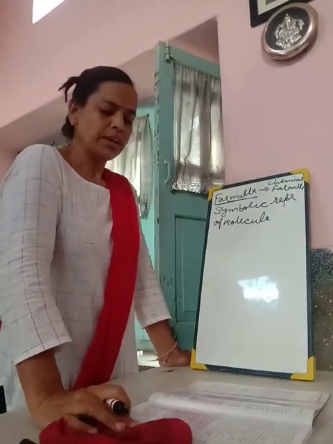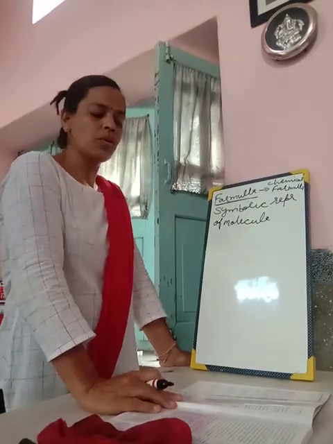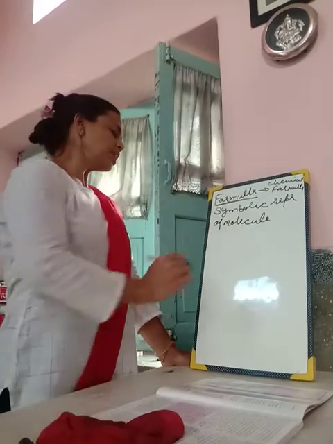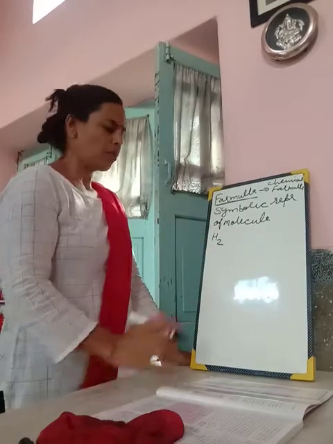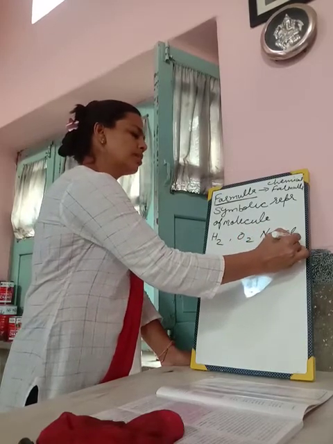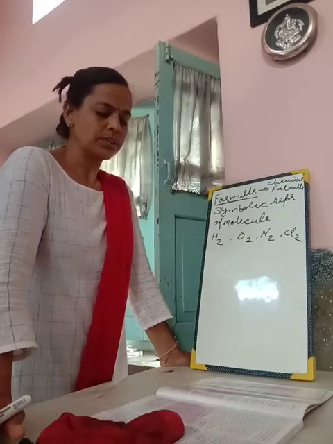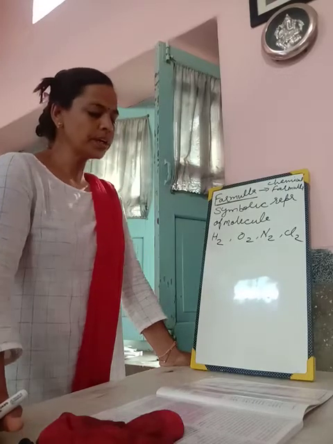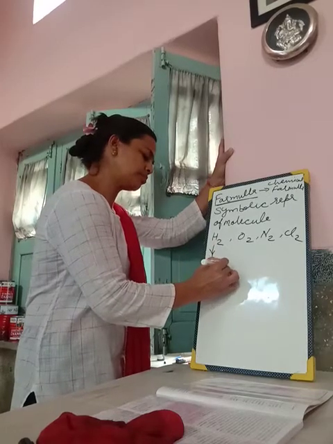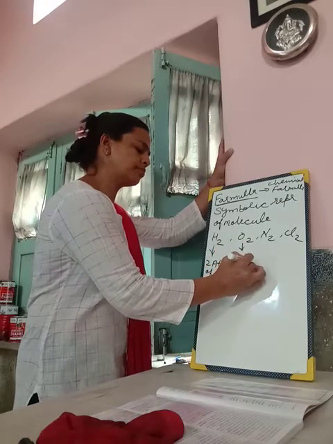A molecule of an element may contain one or more atoms. It may contain one, or it may be more than one atom. For example, we can take hydrogen, oxygen, nitrogen, chlorine, etc. A molecule of an element like hydrogen or oxygen contains two atoms: two atoms of hydrogen, two atoms of oxygen.